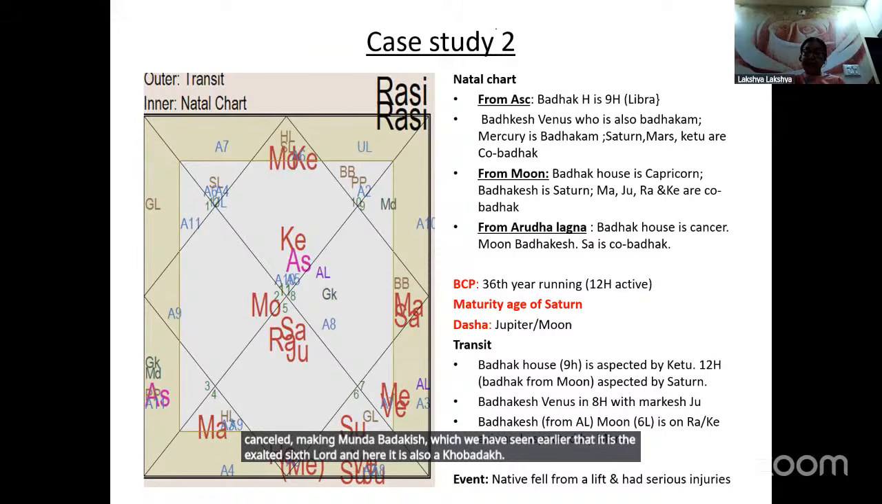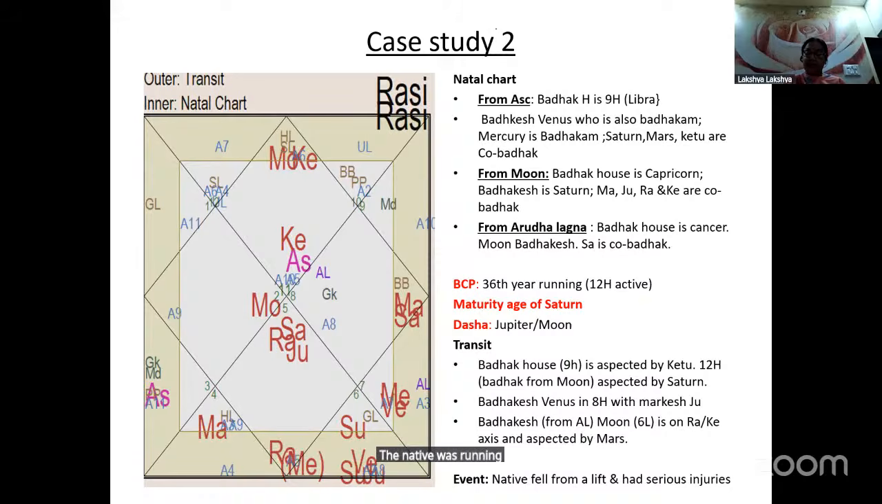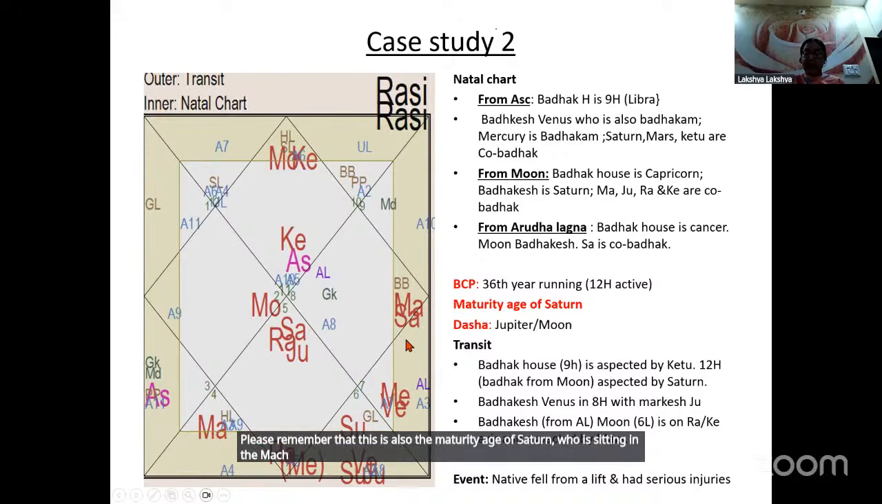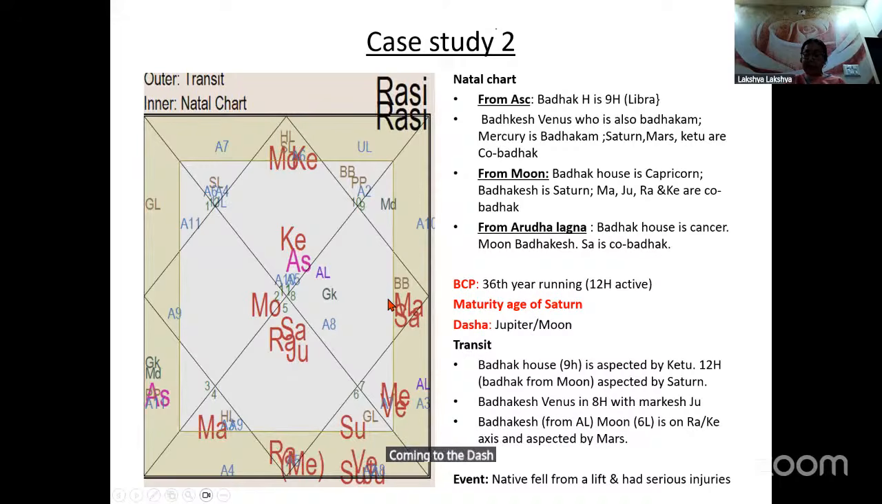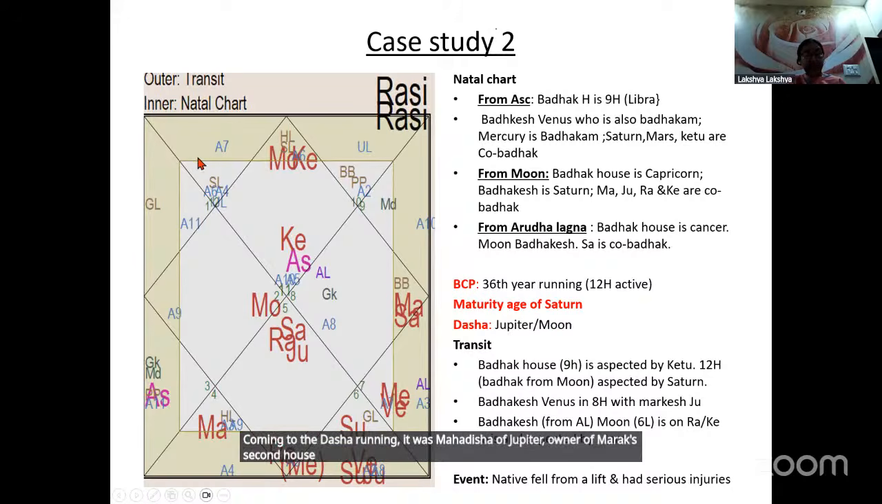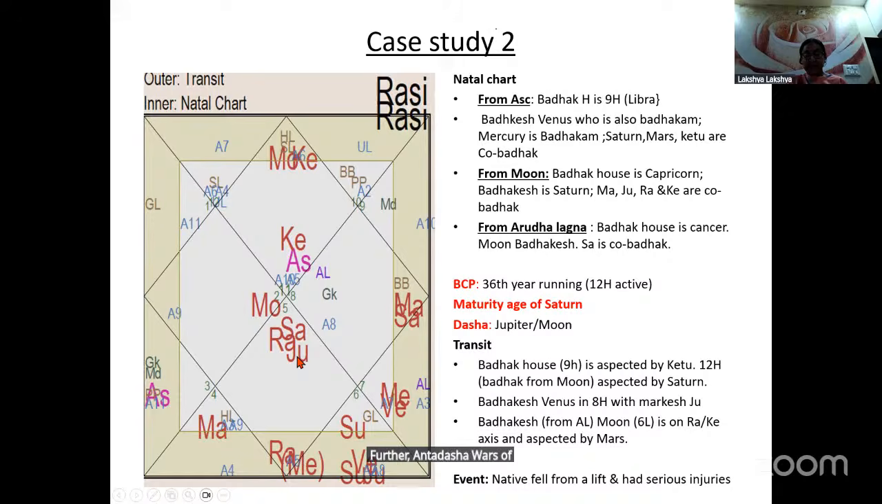The native was running the 36th year of age, activating the 12th house. Please remember that this is also the maturity age of Saturn, who is sitting in the Marak 7th house and influencing Badhak and Badhakesh in different manners. Coming to the Dasha running, it was the Mahadasha of Jupiter, owner of Marak's second house, sitting again in the Marak 7th house, along with Saturn on the Rahu Ketu axis. Sounds bad in itself. Further, the Antardasha was of Moon, again the sixth lord.